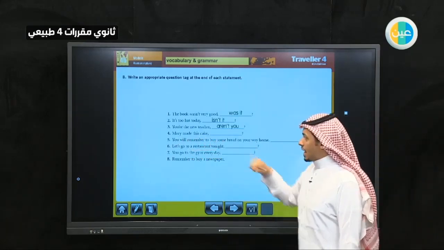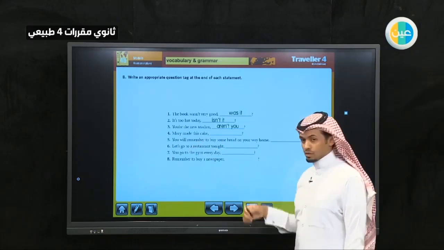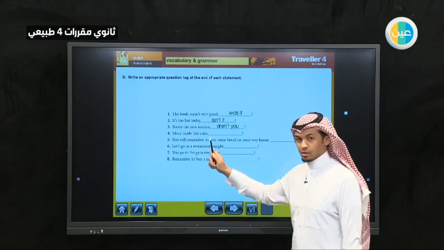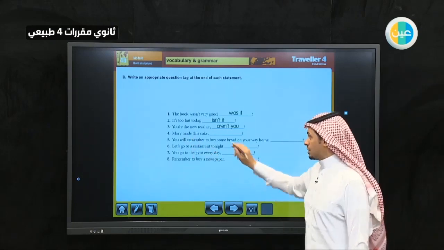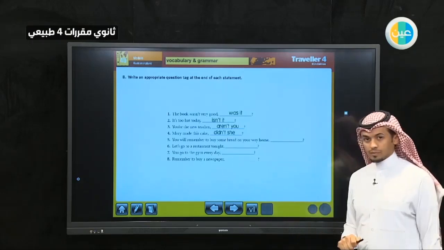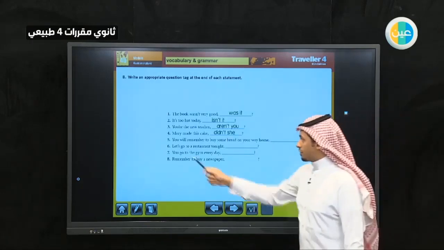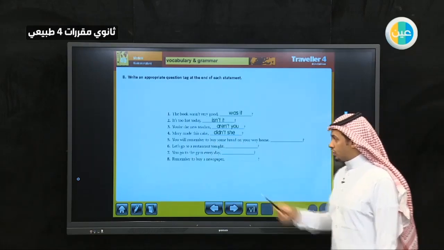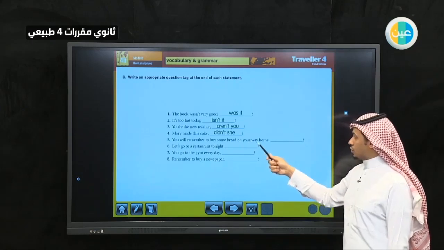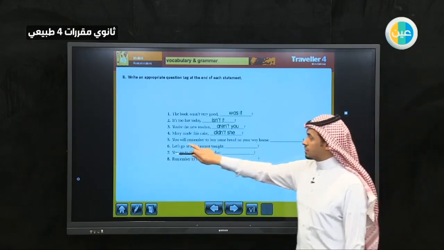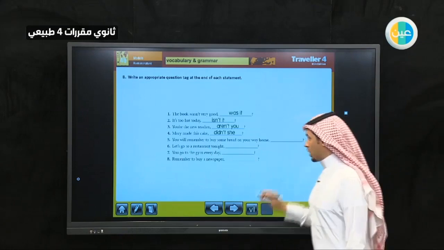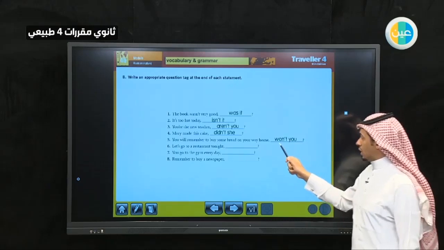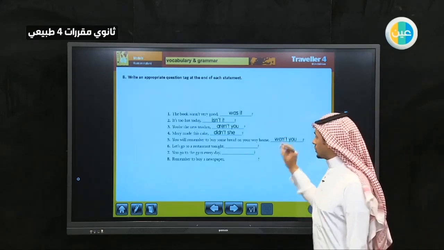Mary made this cake. We don't have an auxiliary verb. We have only the main verb, which is in the past. So instead we use did. So, didn't she? Number 5. You will remember to buy some bread on your way home. What is the auxiliary verb? Will. So we use won't you? Will not, which is won't you.